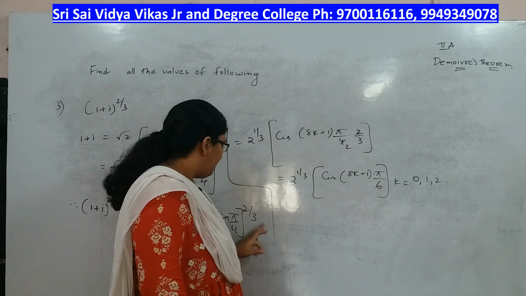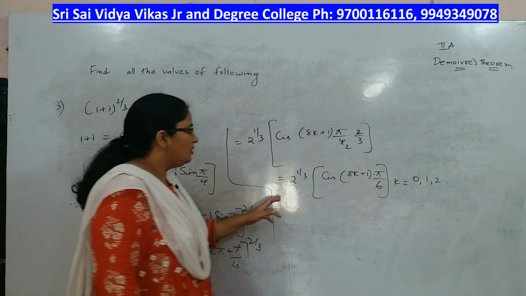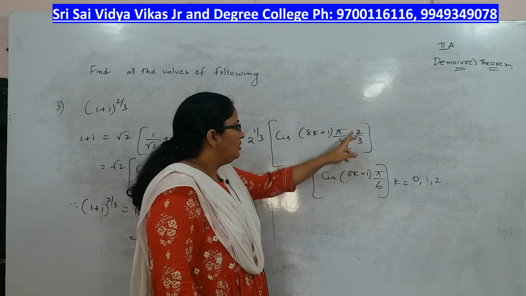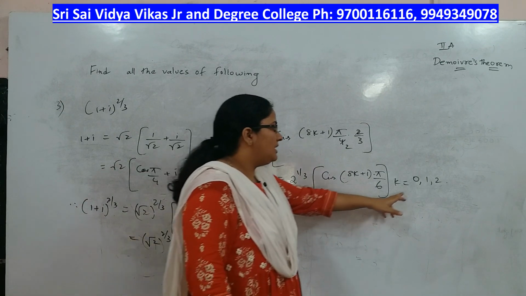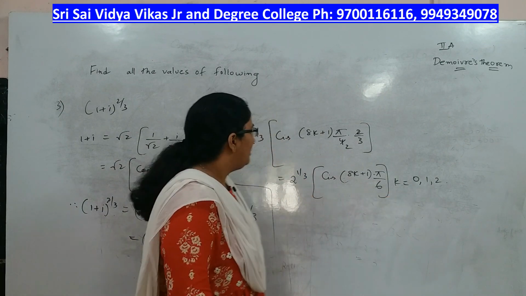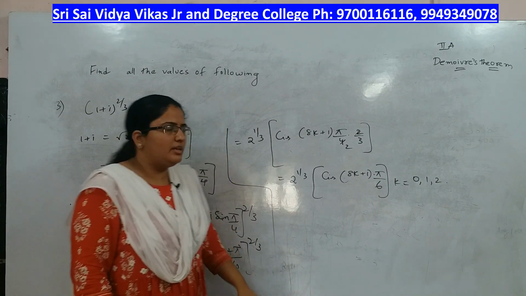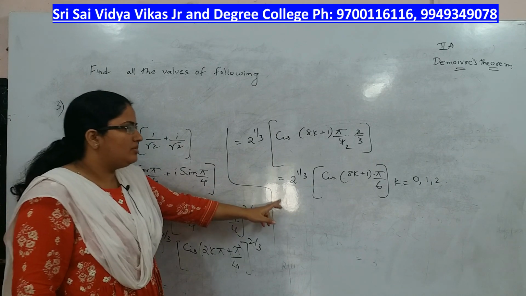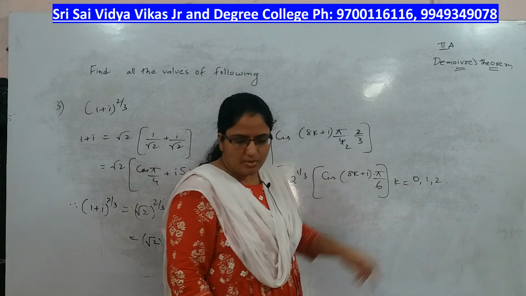Whole power 2 by 3. We are applying De Moivre's theorem. We are bringing this 2 by 3 down. So you have 2 power 1 by 3 into cis (8k + 1) into, 2 1s are 2, 2 2s are π/6. So k values range from 0 to 2 because you have 2 by 3. So you have to see here, if you have 3 here, then this will have 3 values. Those 3 values are 0, 1 and 2. That's about this problem.